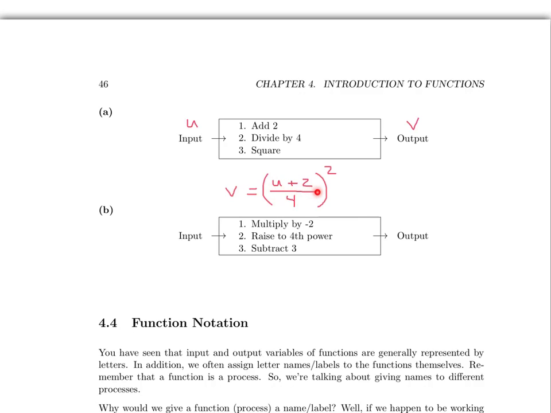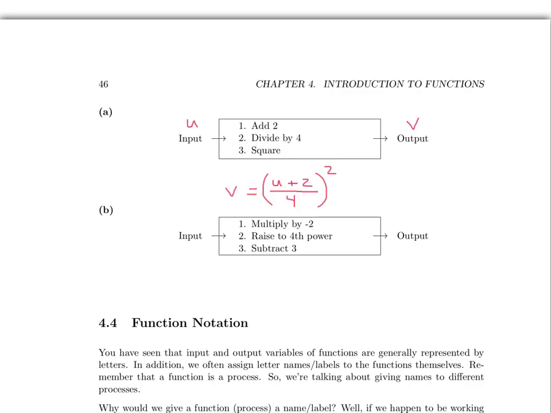Now the division bar is a grouping symbol. Operations above and below the division bar are assumed to be done first. There's only one operation to perform above the division bar, so that happens first. So the very first operation here is adding 2. Once that's done, we divide by 4, and then the operations inside the parentheses are done. So we've dealt with operation 1 and operation 2. Then we do the squaring afterward, which is what we were supposed to do third.